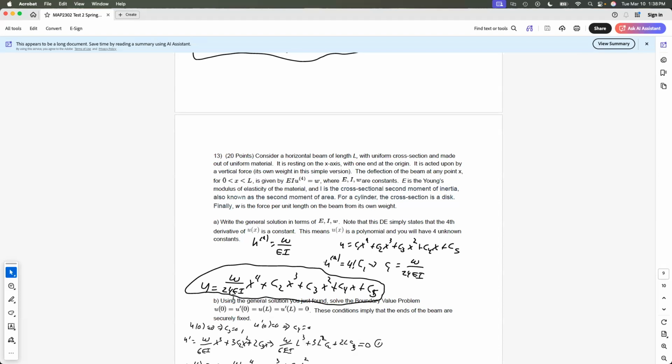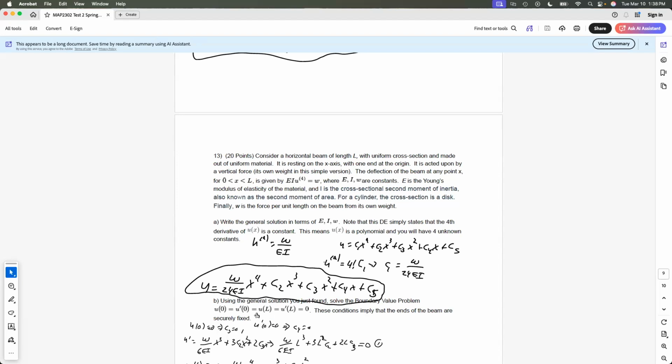Here's where most of the work has to happen. You're going to use this equation, and you're going to get 4 different equations out of this. u of 0 gives 0, 0, 0, 0, 0. You get C5 immediately. u prime of 0 equals 0. The derivative is C4, and so forth. u prime of 0 equals 0 is going to give you C4 must be 0. These guys are 0.